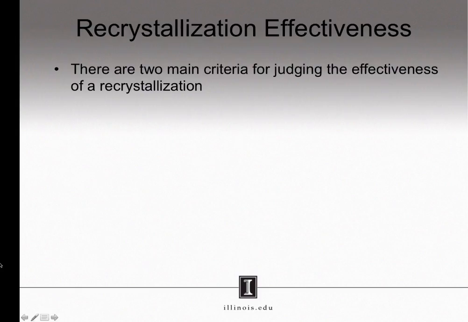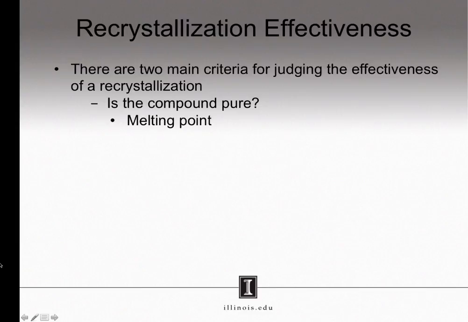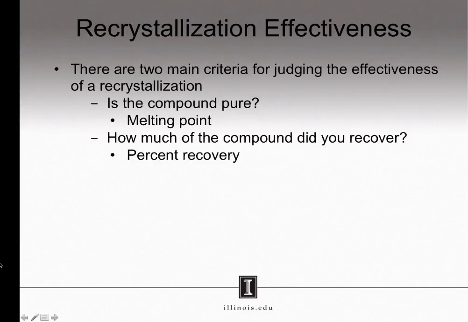There are two main criteria for judging the effectiveness of a recrystallization. The first is: is the compound pure? The purpose of a recrystallization is to purify your compound. To do this, you will use melting point, which is the subject of the second webcast for this week. The second criterion is how much of your compound did you recover.